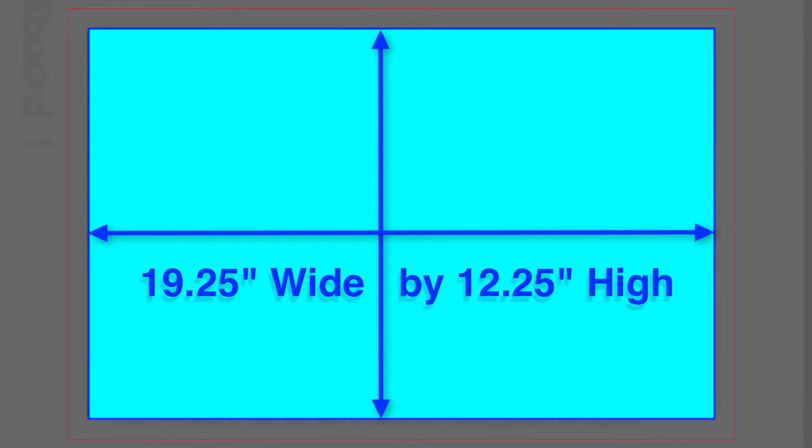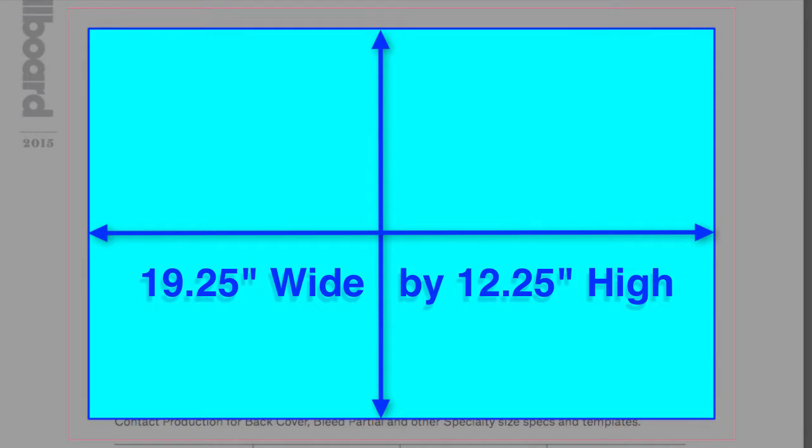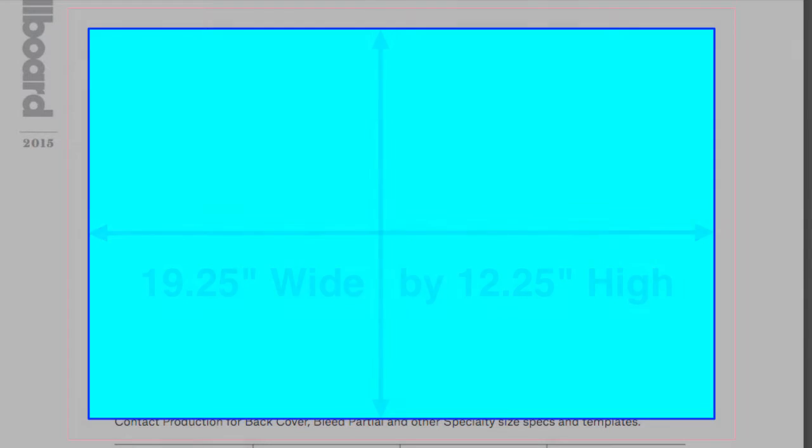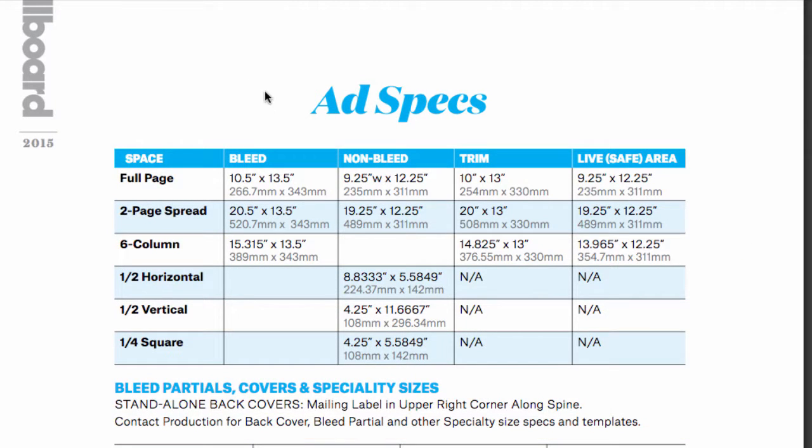The bleed is the area where we can place the image, and then after it's trimmed, we're going to get these dimensions right here. So we are going to create a file that is 19.25 by 12.25, and we are going to add a bleed area around our image. Now, how you figure out how much of a bleed area you need, it's very easy.